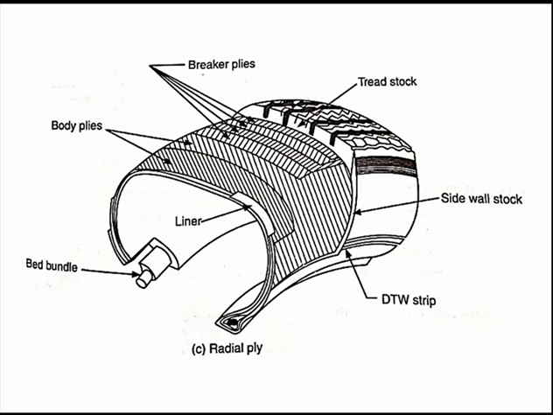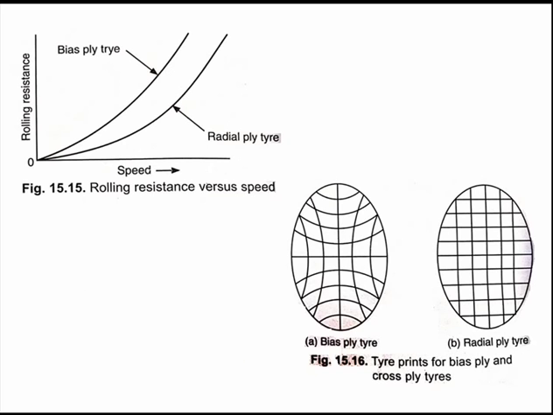Additional breaker strips or meshes are provided in the sidewalls. That is why it has lesser wear and tear and we can get more tread life. Also, regarding the configuration of the tire print, you can see in the next figure the bias ply tire and the radial type ply. You can see that both tire prints are like this.